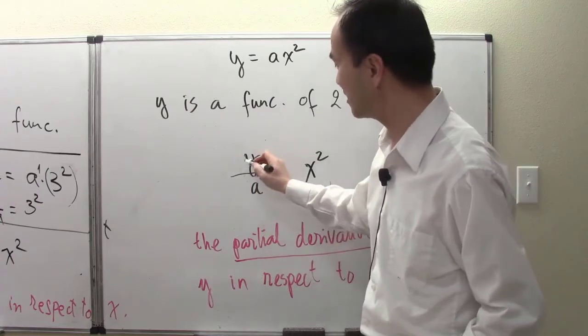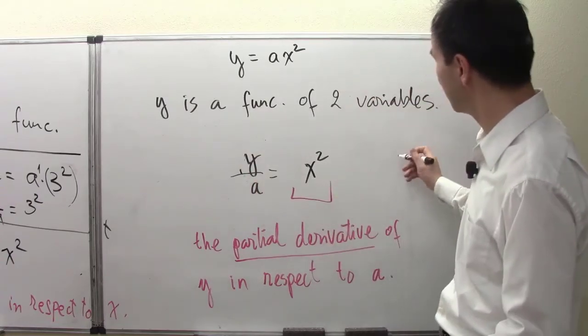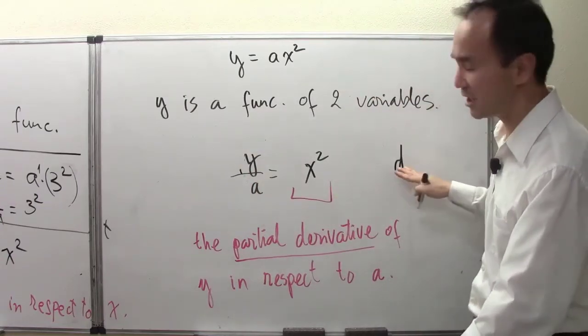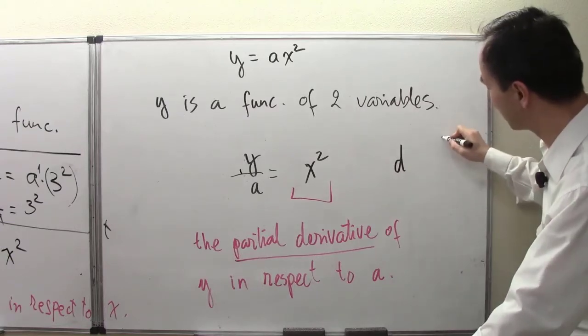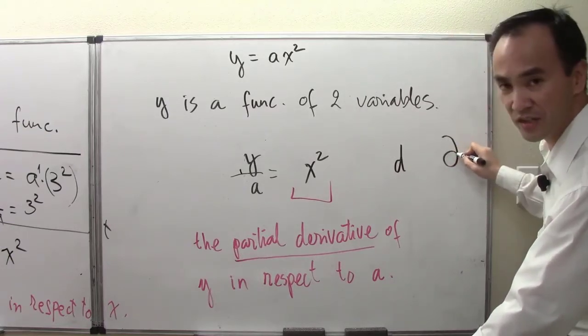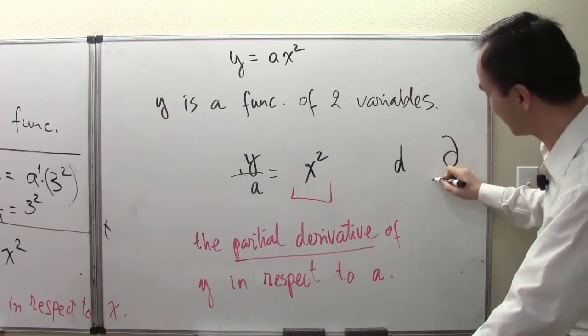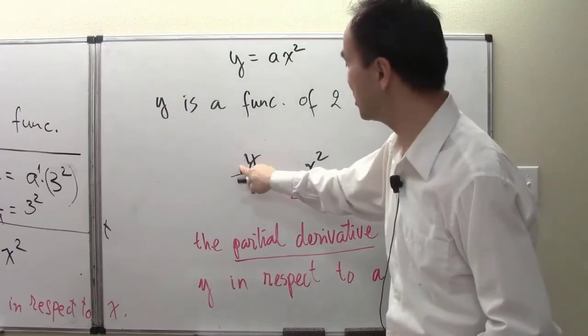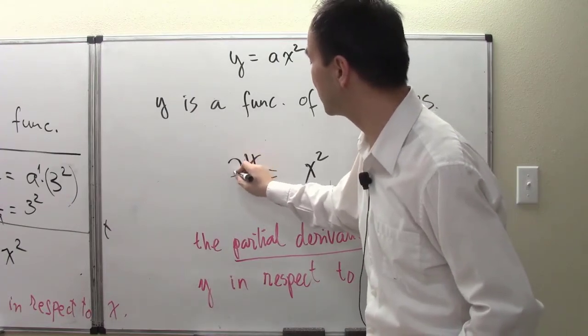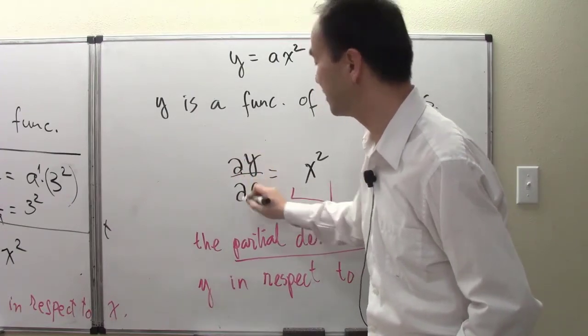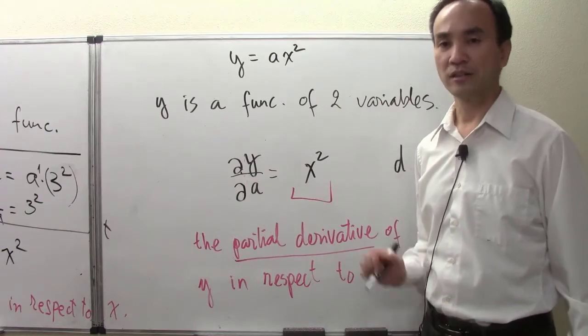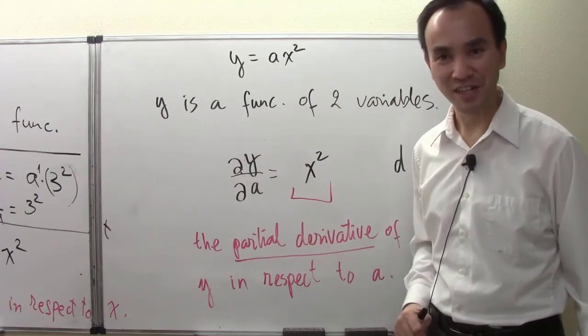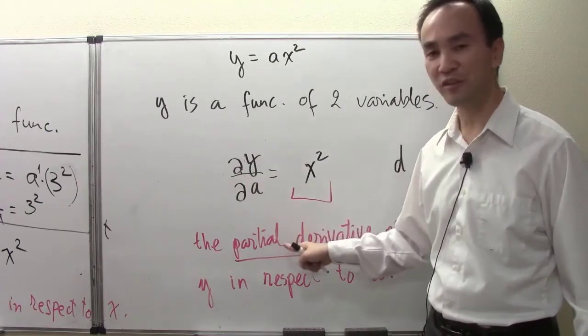So instead of writing the regular d version like this, we write the d as follows, kind of like a sideways 6 right here. It's a curly d like that. So now my dy dA looks as follows. Now welcome to the world of partial derivatives. That is the partial derivative dy dA.